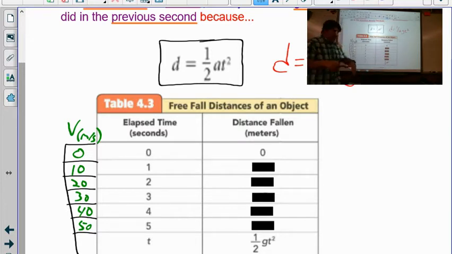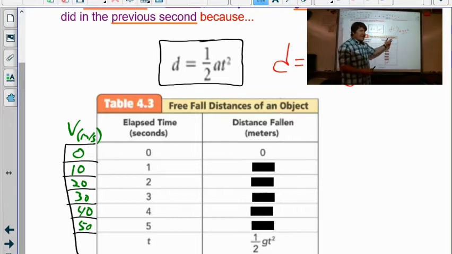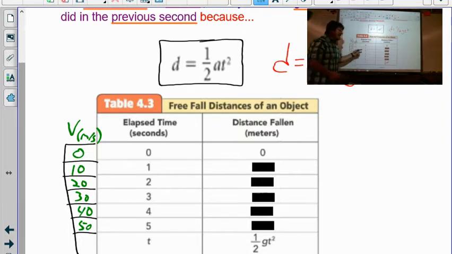Okay, so I'm going to give the conceptual overview first, and then I'm going to show you how you can just use this formula, and it's nice and easy. Okay, so if I drop it and it falls for 1 second, a lot of people are going to say, oh, it's going to fall 10 meters. It does not fall 10 meters, okay? Because you've got to remember that when it's falling for 1 second, it started at zero.